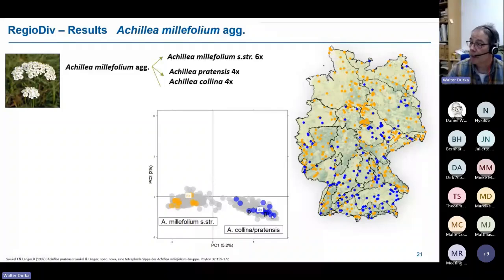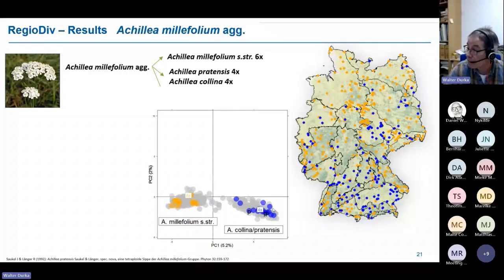These 2 groups, millefolium and collina pratensis, have not been collected on purpose, but people just went out collecting Achillea. So most, or many, of these collectors were really botanists. So it is obvious that they can be mixed up very easily, and they are morphologically not easily, if at all, distinguishable. But genetically, they are clearly 2 different things. And as we know, they have different ploidy levels.